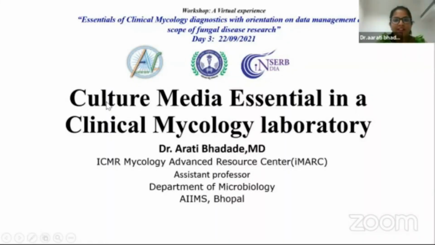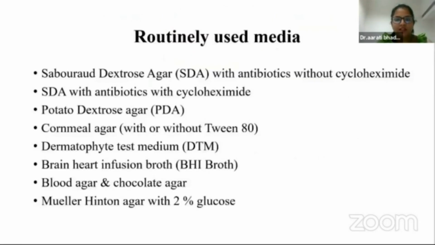All participants, today the topic for my presentation is culture media essential in clinical mycology laboratory. So in short, I will enumerate all the media. First, there are routinely used media, and if we are suspecting any particular fungus, we will use special media for them. First, I will discuss routinely used media.